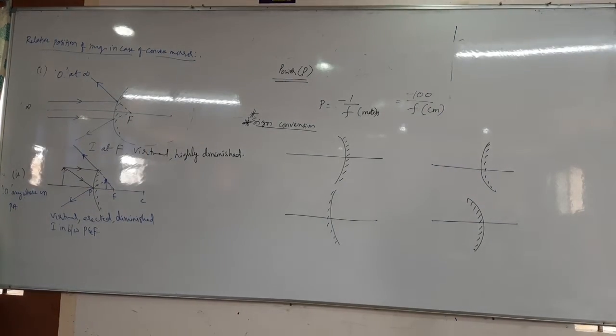The ability of the spherical mirror to converge or diverge the reflected rays.